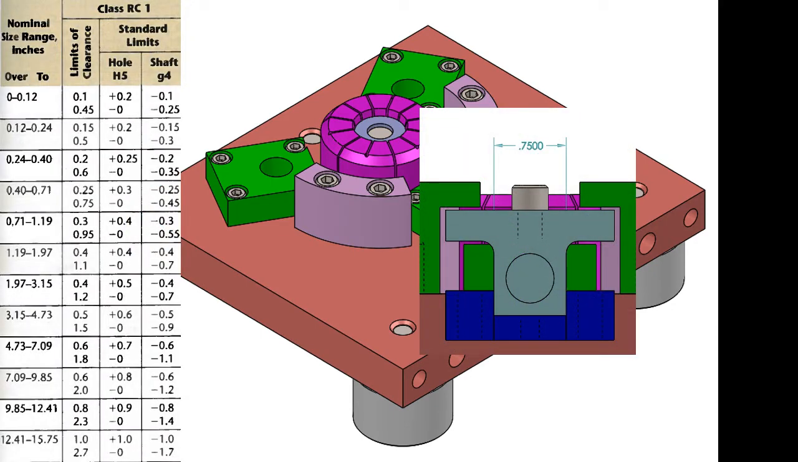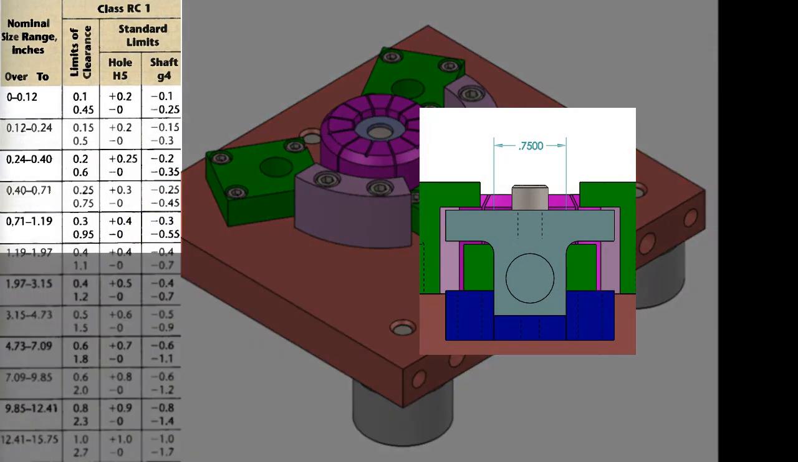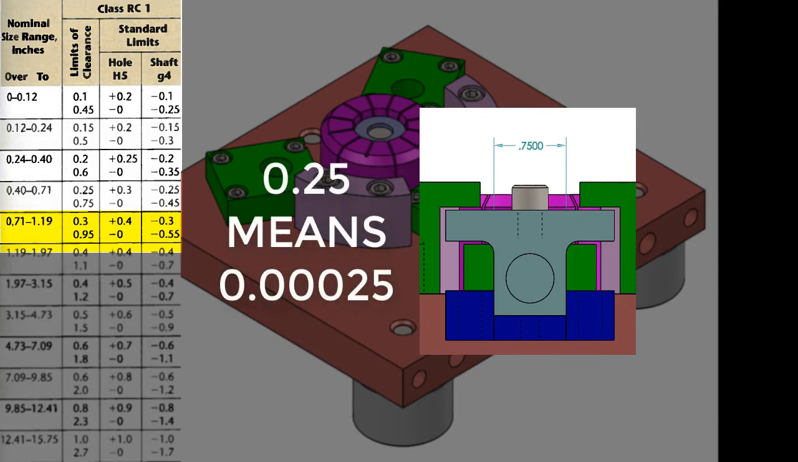To use the chart in the determination of the hole tolerance, I must first find the nominal size within the size range column, which is 3/4. Therefore, I will use the greater than 0.71 and up to 1.19 row. By moving across the row to the right and using the RC1 column, I can see that the tolerance on the hole is 0 to plus 0.4, and the tolerance on the shaft, or in this case, the V-block base, is negative 0.3 to negative 0.55. As you recall, these tolerance values are given in thousandths of an inch.